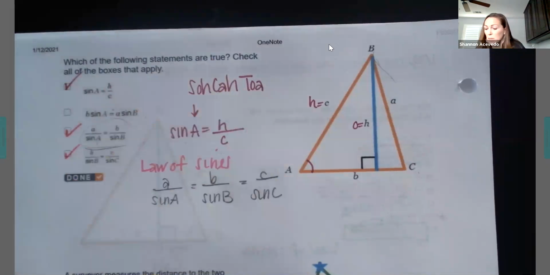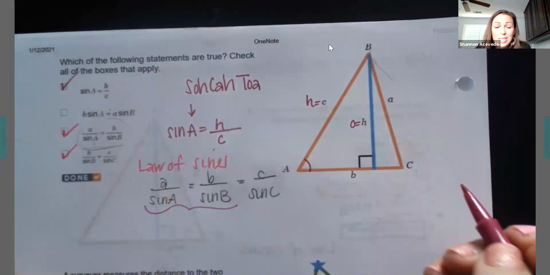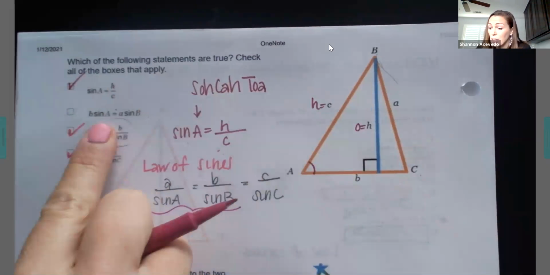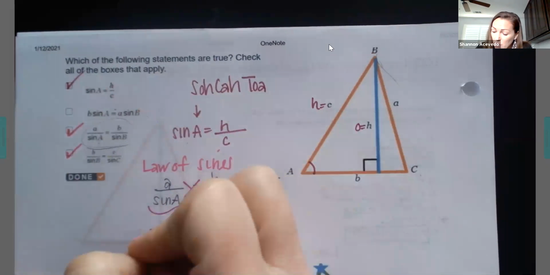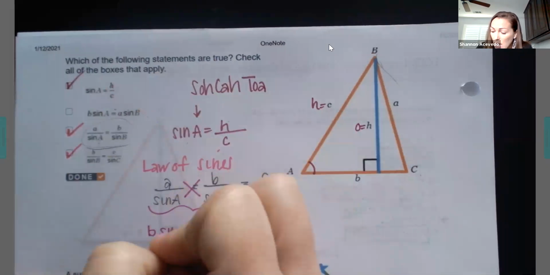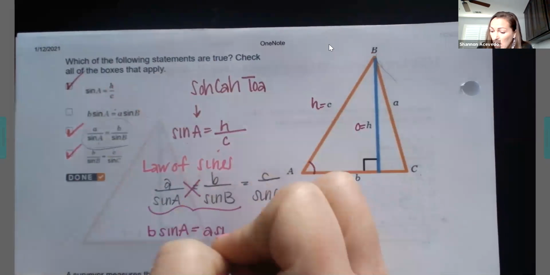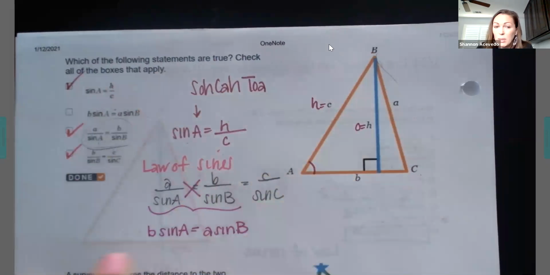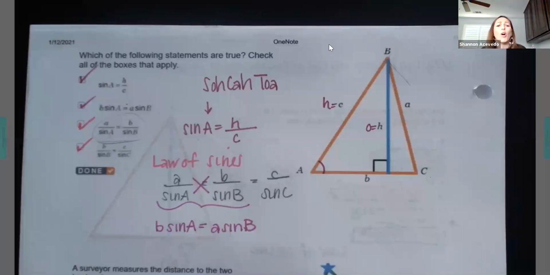That's because this piece, it's talking about these two. Well, this isn't written as a fraction. So all I need to do is if I cross multiply, I would get B sine of A is equal to A sine of B. And I look up here, and that's exactly what this is. So this is also true. Means they were all true.